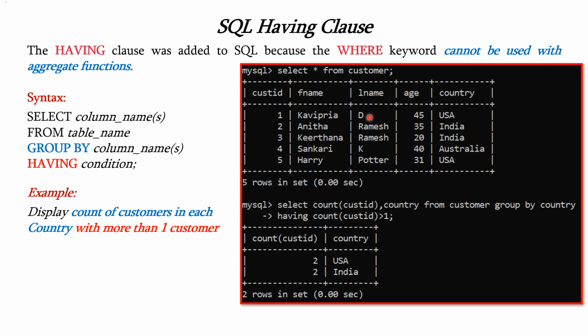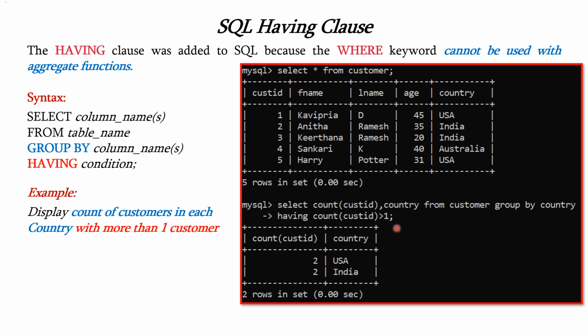We have the customer table here. It is having 5 rows. The question is: display the count of customers in each country with more than one customer. So the condition is it should contain more than one customer. We can write a query like this. Select count of cust ID, comma, we are displaying the country from the table customer, use the keyword group by, and we are grouping the values based on the column country, and we have one condition, that the customer count should be more than one. So having count of cust ID is greater than 1.